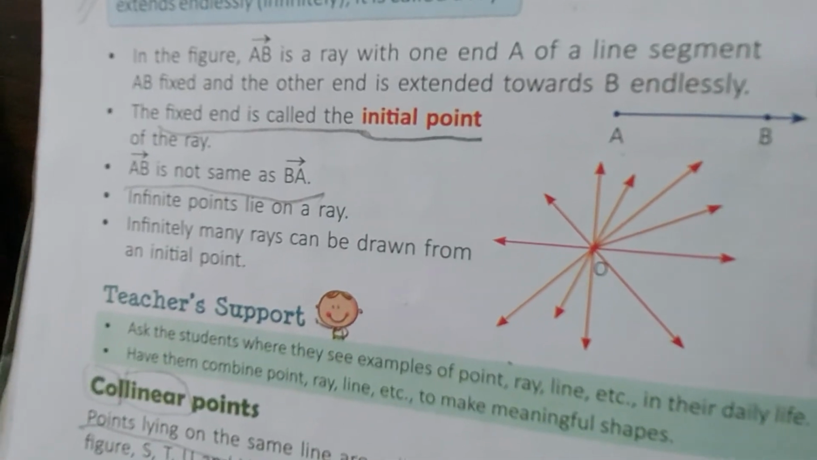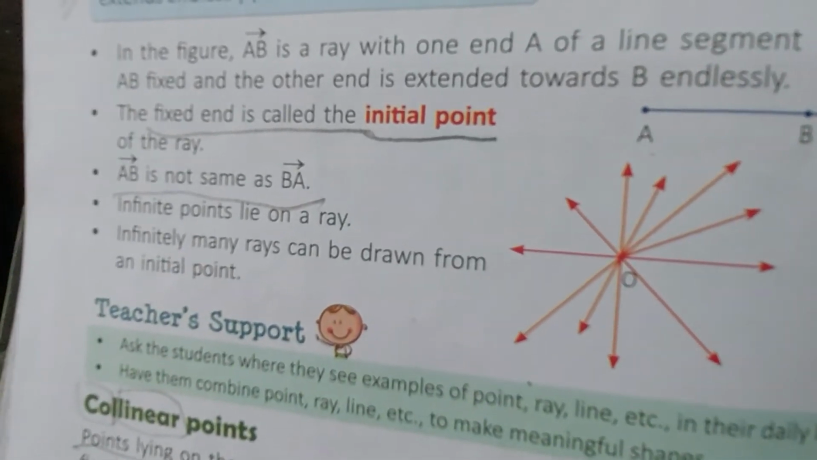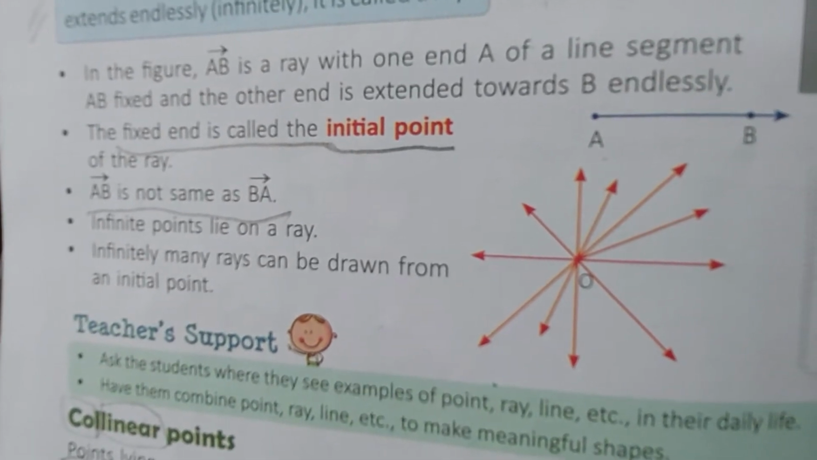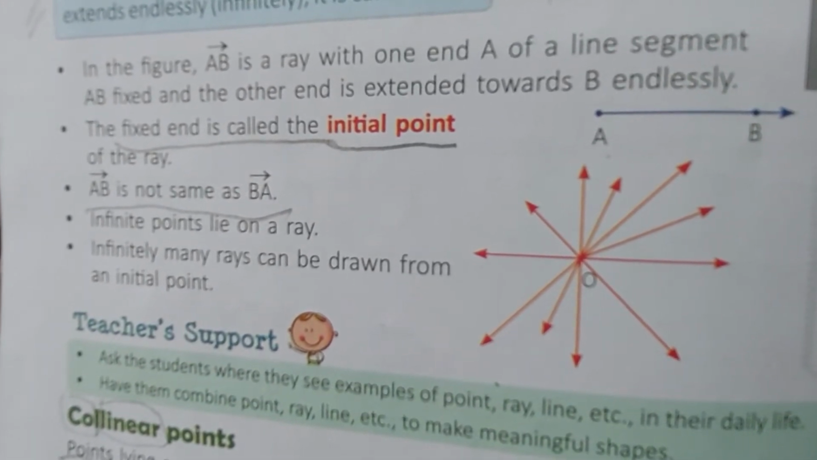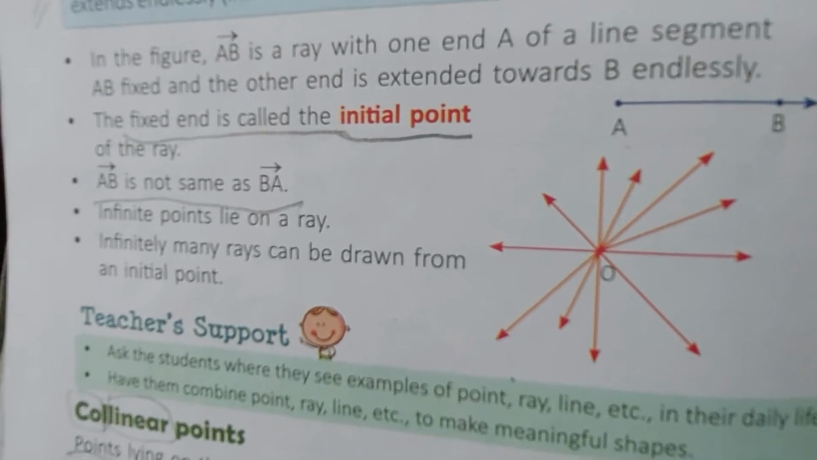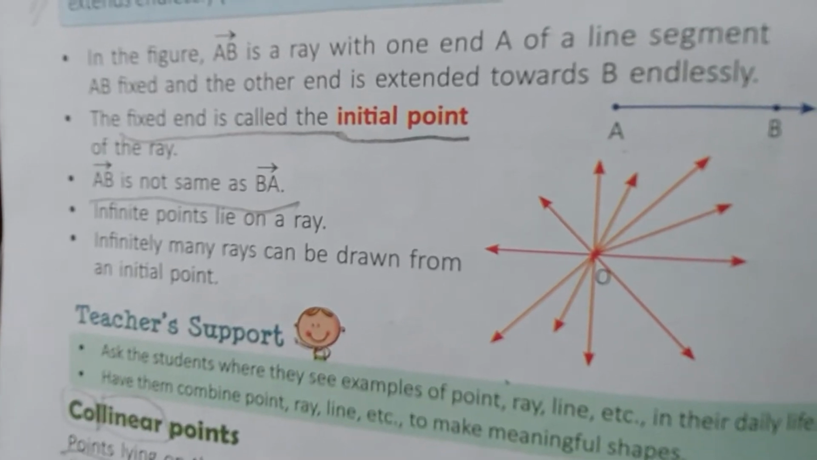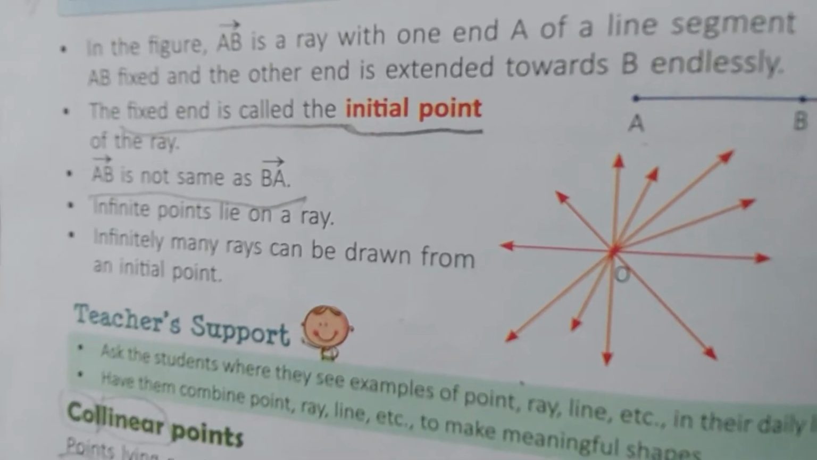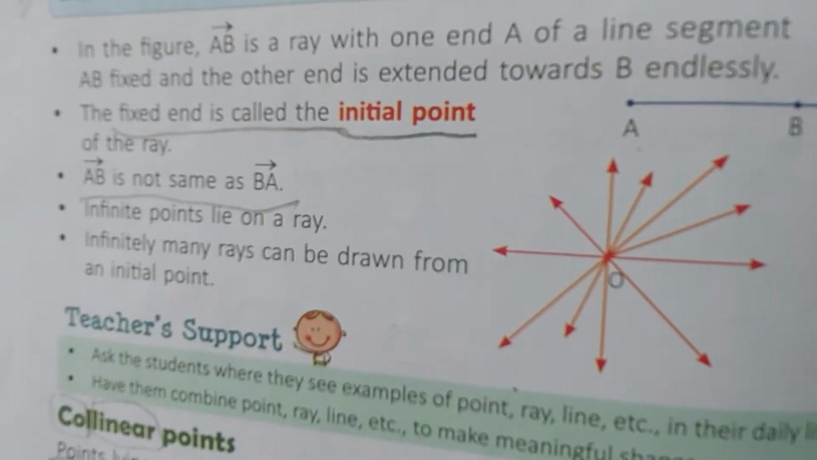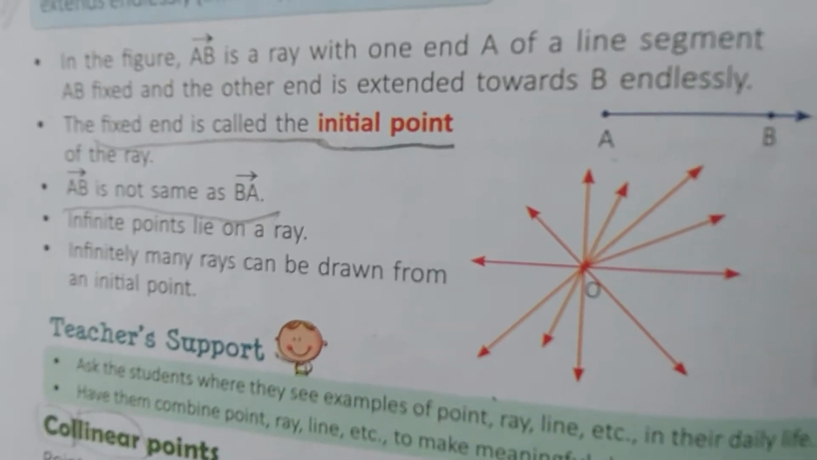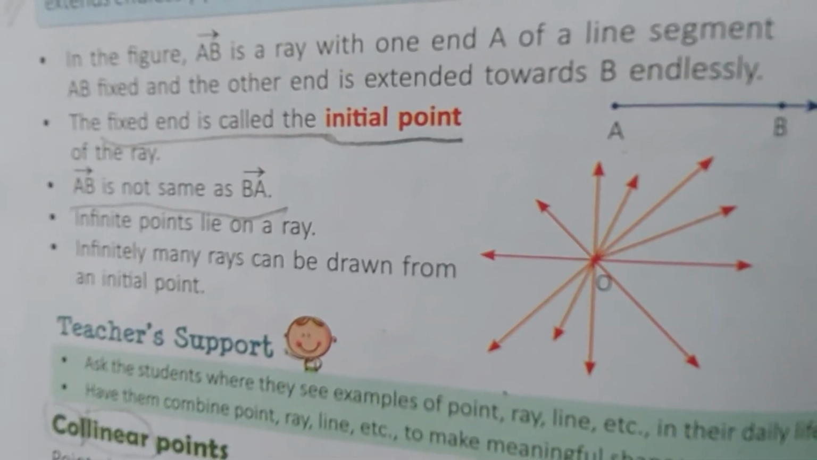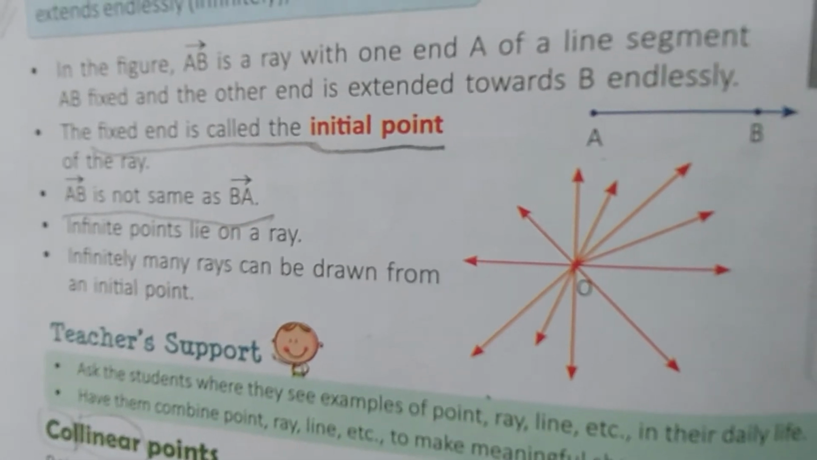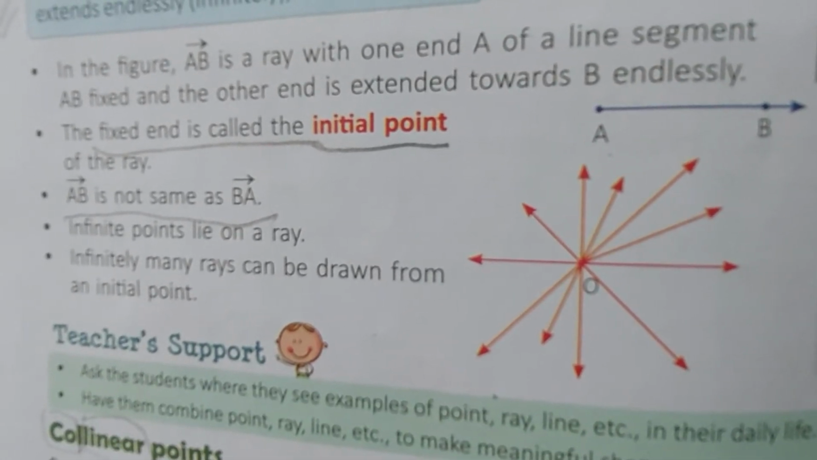A line has no fixed point. It extends infinitely in both directions, whereas a line segment has two fixed points, and in a ray we have one fixed point and one part extends infinitely. So now the difference between line segment and ray is clear.